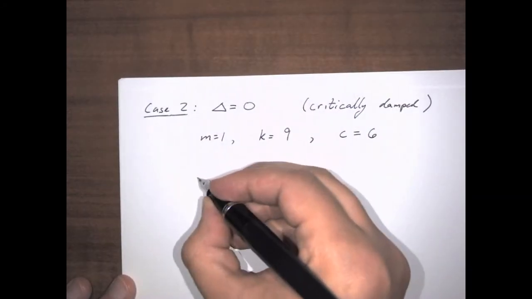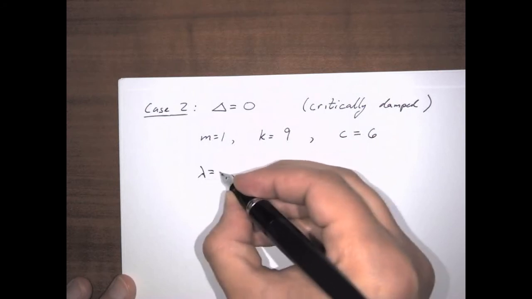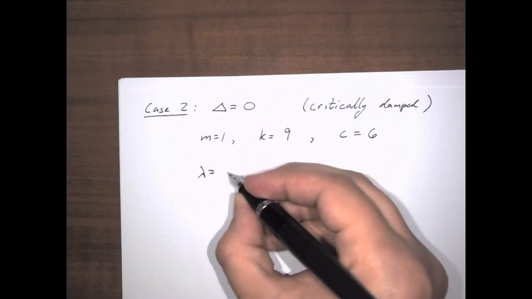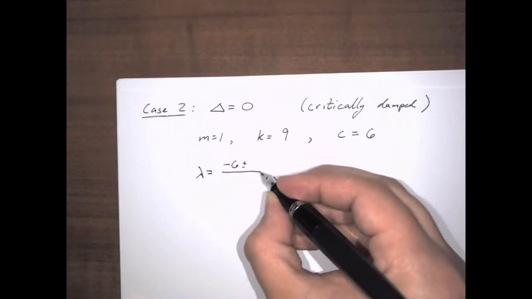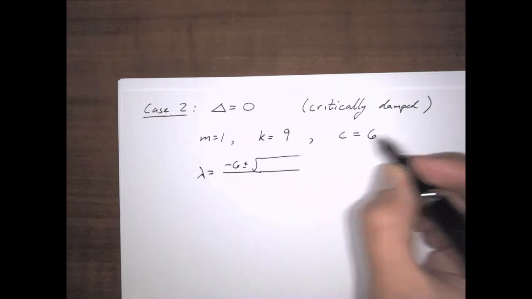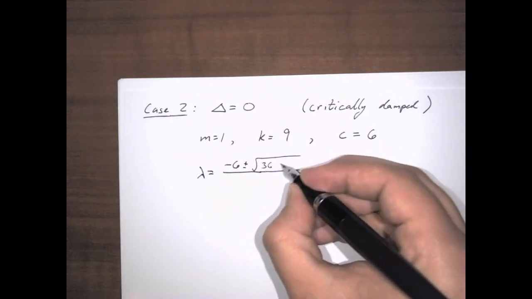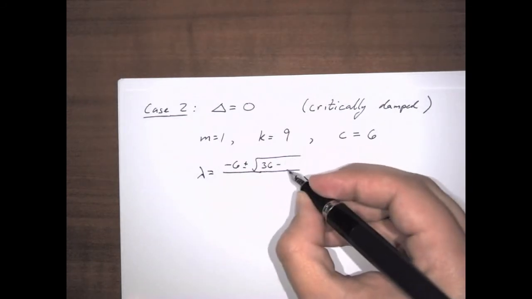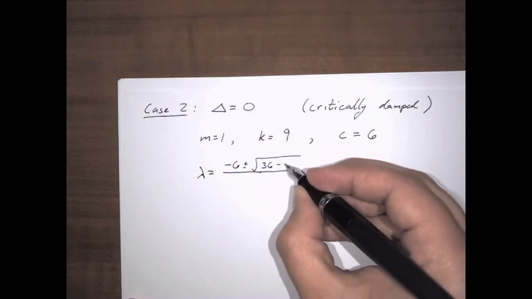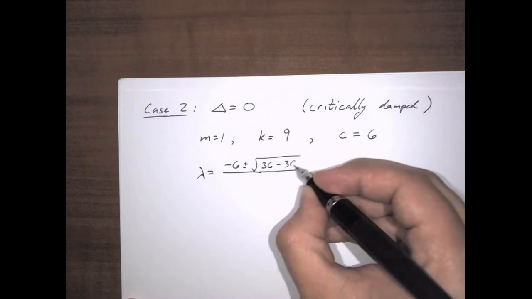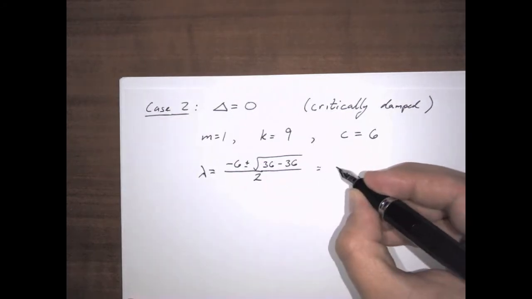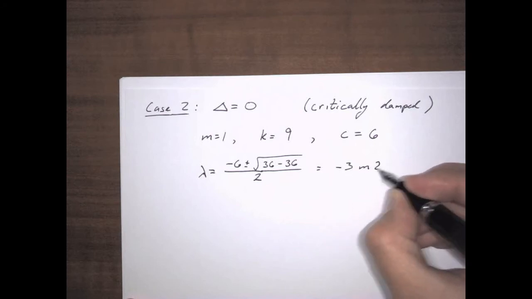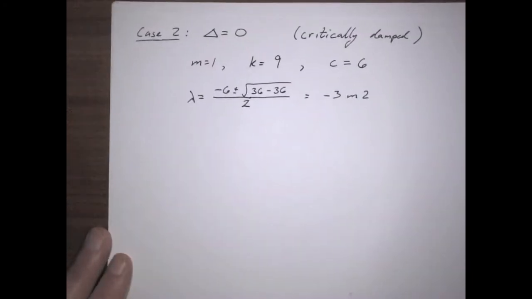So then what that means is that lambda would be equal to negative c, so negative 6, plus or minus the square root of 36 minus 4 times a times c, so 4 times k times m, so that's going to be 36, all divided by 2a. So that's going to be just equal to negative 3 with multiplicity 2.